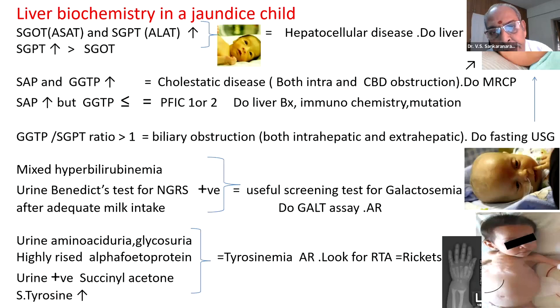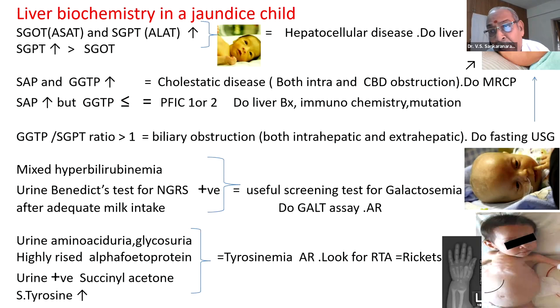Now, if you really want to know what we are dealing with in a child with jaundice: suppose you suspect a liver injury, you do SGOT and SGPT, which will be high, and SGPT will be more than SGOT. That's what I want to tell you. Suppose the SAP and GGTP are very high, it is cholestasis. SAP is high but GGTP may be normal in PFIC 1 and 2, which I already told you. If the GGTP to SGPT ratio is more than one, probably suspect some obstruction in the bilirubin.